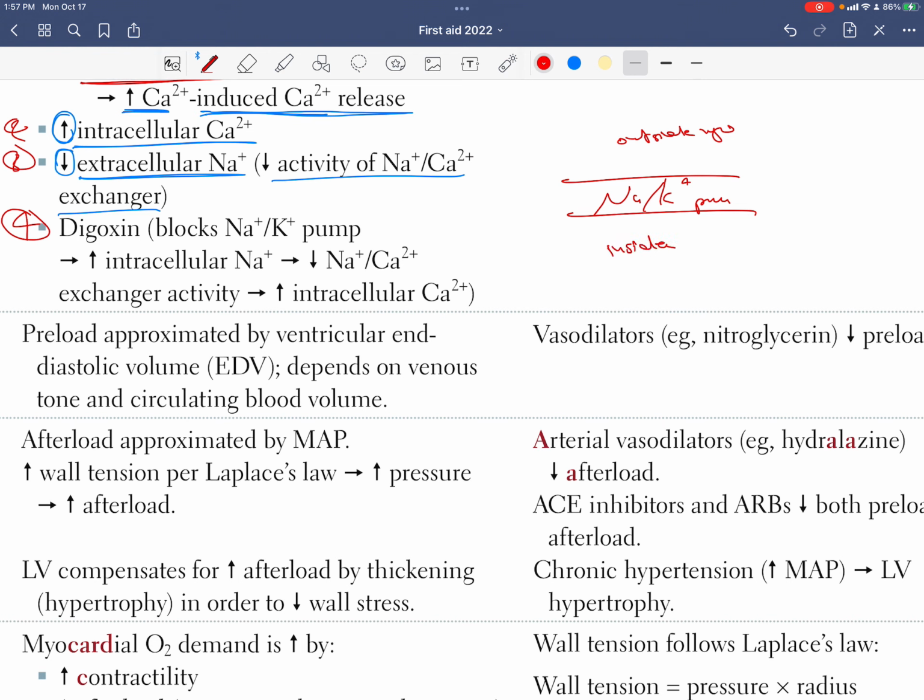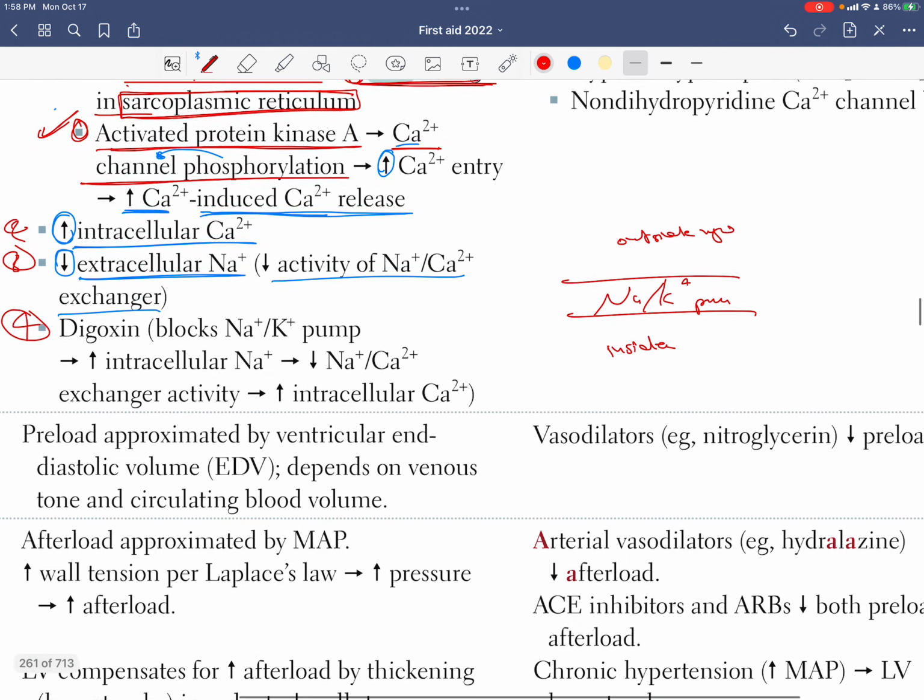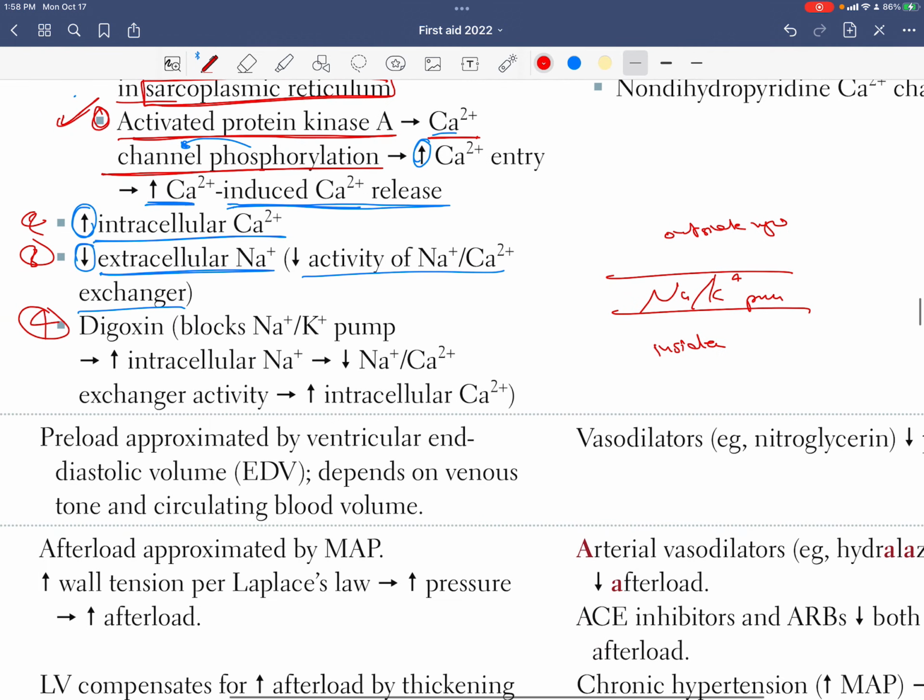This is the outside of the myocyte, and this is the inside of the myocyte. Under normal conditions, this pump is responsible for taking in potassium and putting out sodium to the outside. So this is how it should work. It should take the sodium from the inside, put it outside the cell, and then take the potassium from the outside, putting it inside the cell.